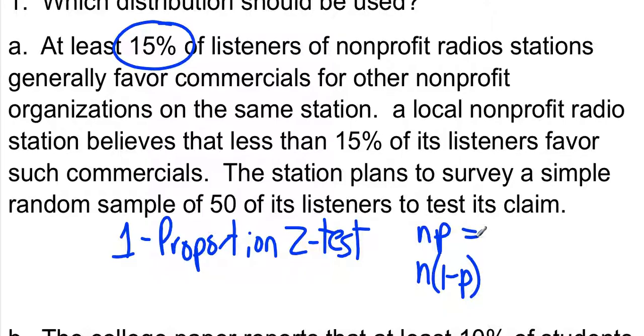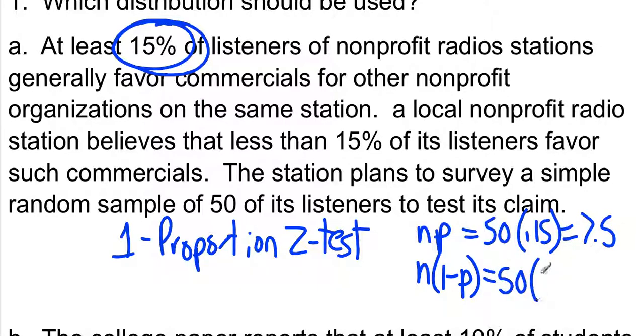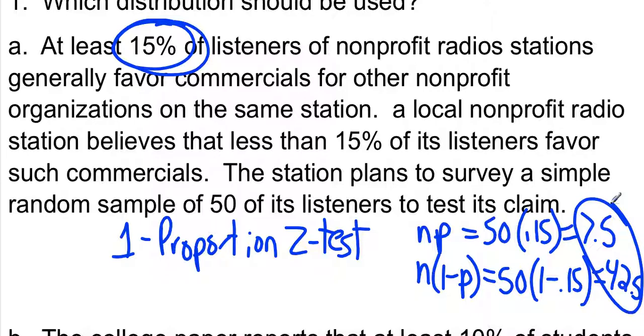So n is 50. We're planning to talk to 50 people, and our proportion is 15%. So n times 0.15 is 7.5. And then n is 50, and 1 minus 0.15. When you multiply those, I think you get 42.5. We're looking at these two numbers. They are both greater than 5, so we can use this. This is a 1 proportion z-test.